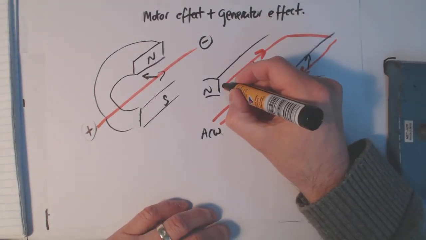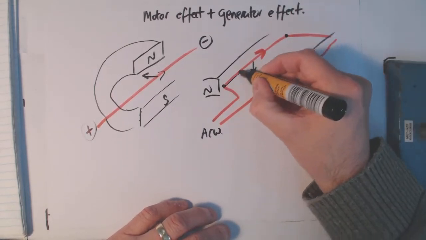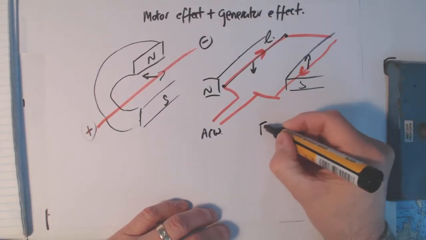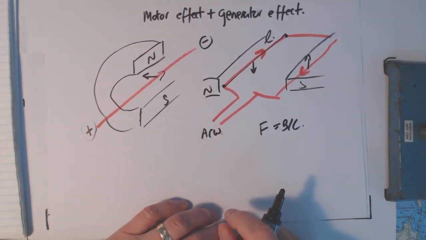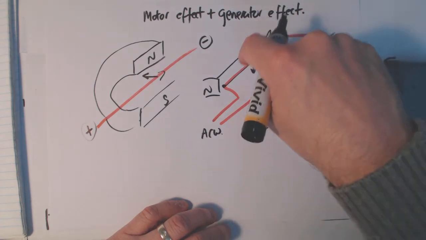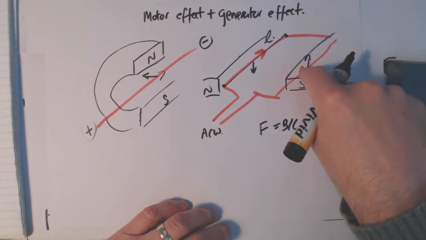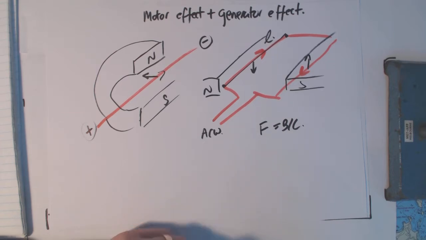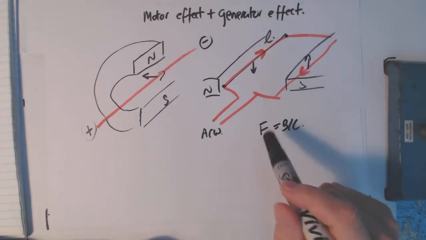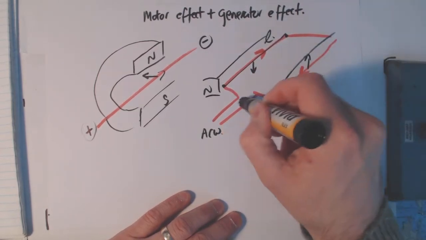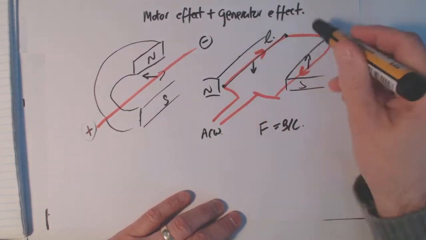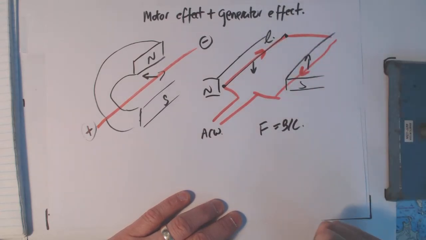What you've got on each of these loops here is a length, right? So you can do that whole F equals BIL thing. The F equals BIL is just saying how much force we're going to have here and how much force we're going to have here. But remember, motors don't just use one loop of wire. So you'd multiply it by the number of loops. And of course, you'd have double the force. F equals BI2L would give you one loop times the number of loops.